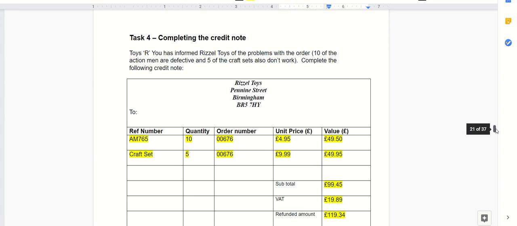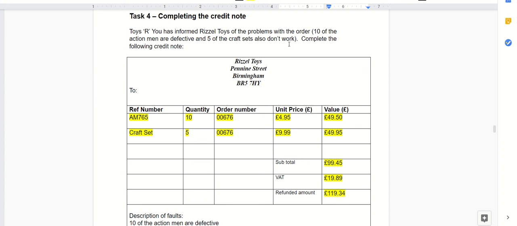And finally, there's a couple of defects in the order. So we've got a credit note, which is, as I said in previous videos, a document that the supplier sends to the purchaser saying that you are entitled to a certain amount of credit. So it's not refunded back to them, but what they can do is they can have £119 worth of stock for free. So what I've done, I've looked here and I've got 10 of the Action Men and 5 of the craft sets don't work.